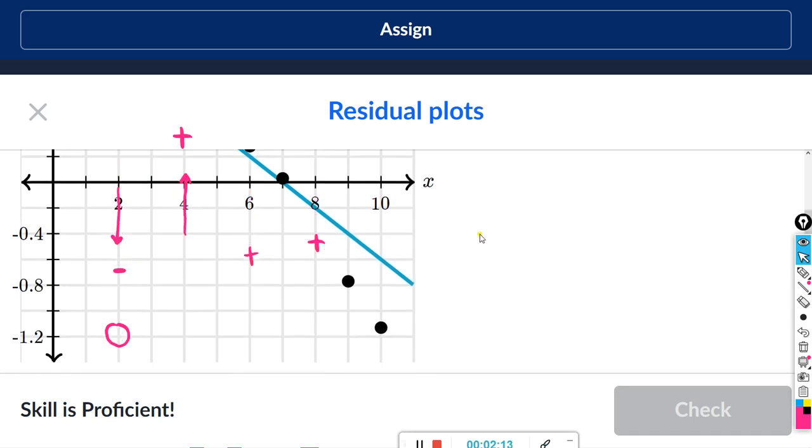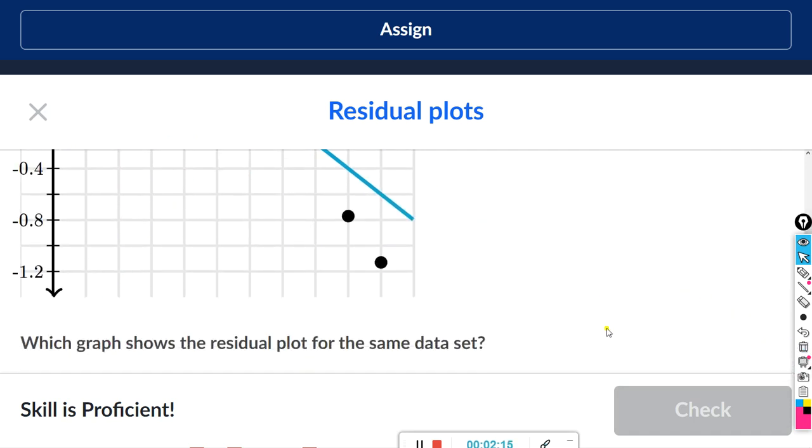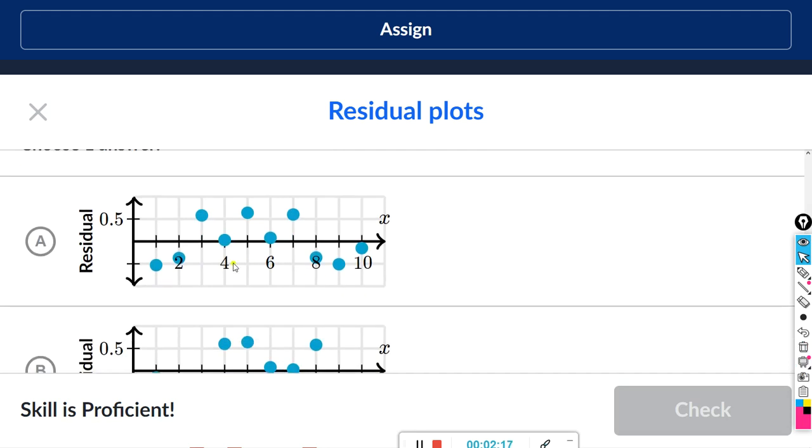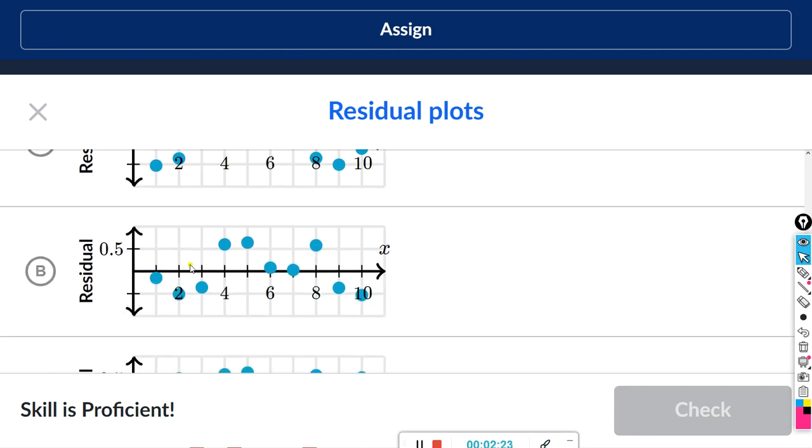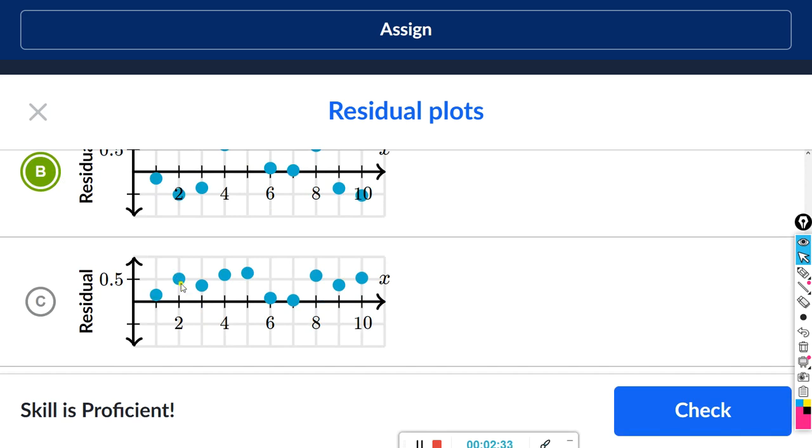Let's check it out. For 2, 4, 6, 8, this one is negative, positive, positive, negative. That's no good. This one is negative, positive, positive, positive. I think it's going to be B. Last one, here they have 2 as positive, so it's definitely answer B.